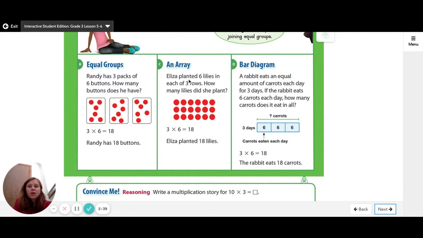Another example, Eliza planted 6 lilies in each of 3 rows. How many lilies did she plant? So she's still doing 3 times 6, but instead of the groups, she's doing an array. And then our last one, they used a bar diagram instead. A rabbit eats an equal amount of carrots each day for 3 days. If the rabbit eats 6 carrots each day, how many carrots does it eat in all? So they didn't know the total carrots. They knew they were 3 days, so they did 3 boxes with 6 in each. And we'd still multiply 3 times 6 equals 18 to get 18 again.